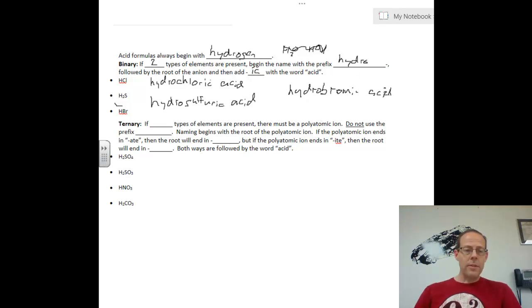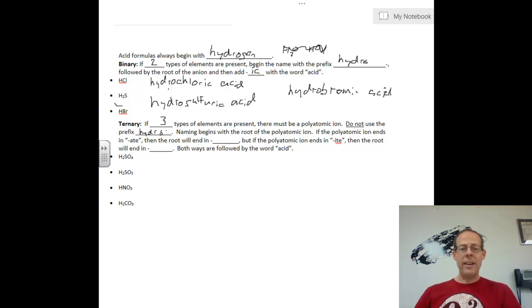So, second part of your notes, if we have three types of elements present, there's a polyatomic ion hidden in there somewhere. So do not use the prefix hydro. It gets no prefix if there's a polyatomic ion. Naming begins with the root of the polyatomic ion. So this is another reason you have to have the polyatomic ions memorized.